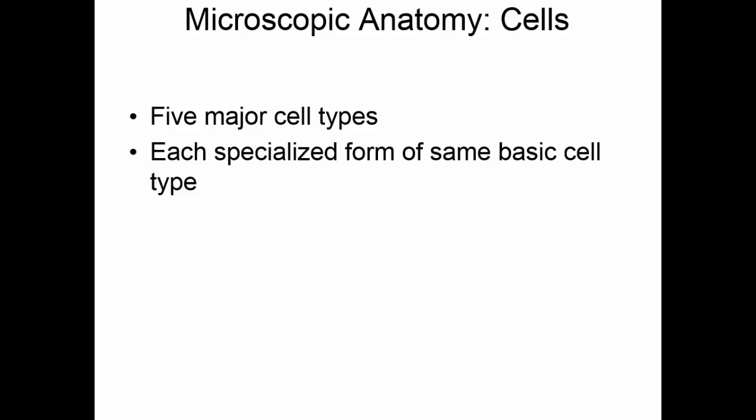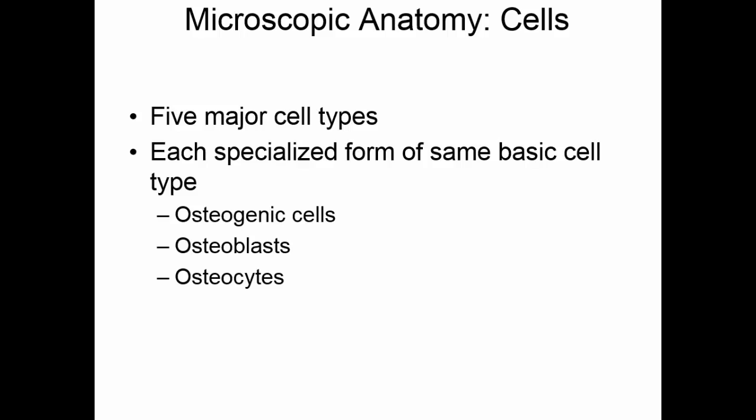As we begin to examine the microscopic anatomy of the bone, we need to look at the cells. There are 5 major cell types. You'll remember that bone is connective tissue, and all connective tissue comes from mesenchyme cells. So each of these specialized cells came from the same basic cell type, the mesenchyme. We have osteogenic cells, osteoblasts, osteocytes, bone lining cells, and osteoclasts.